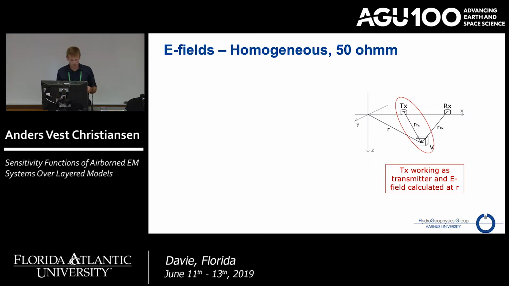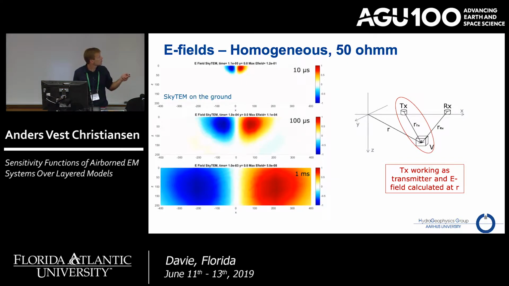Okay, so what we'll start looking at is a few E fields, because this is basically the input to our sensitivity calculations. So what we'll be looking at is sort of the classic E field coming from the transmitter when it's actually transmitting. So this is what we are used to see as these smoke ring patterns, and I'm just showing here for actually just assuming just for a start that a SkyTEM system here is sitting on the ground. So just for comparison, before we move it up into the air, 10 microseconds, 100 microseconds, and 1 millisecond timing here.